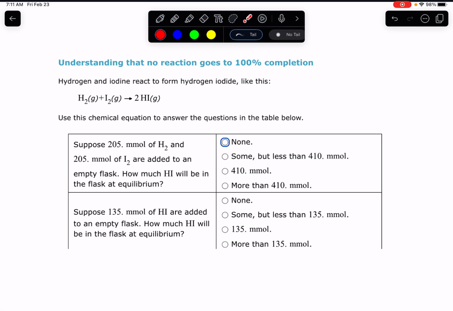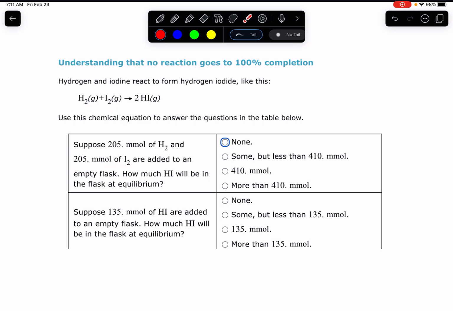Okay, so the title of this question kind of indicates to us what we're looking at here, because it says that no reaction goes to 100% completion. So what they're giving us here in the first problem is 205 millimoles of H2 and 205 millimoles of I2. In other words, they're giving us these two things.